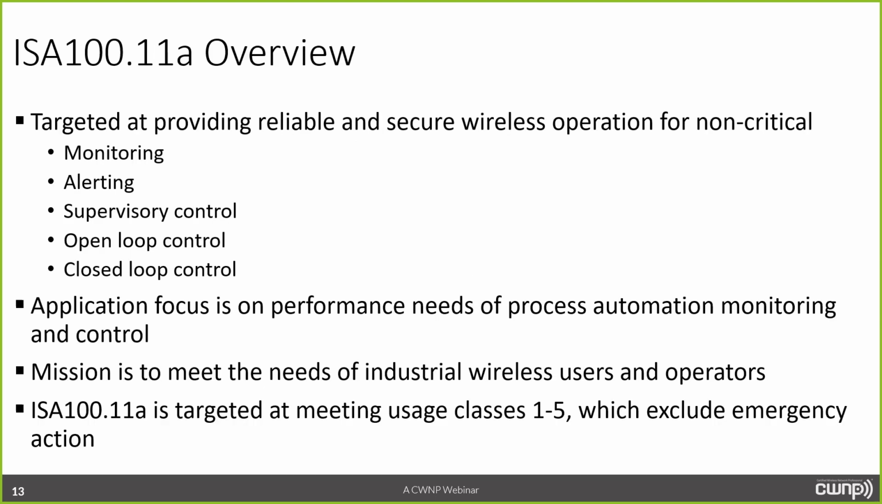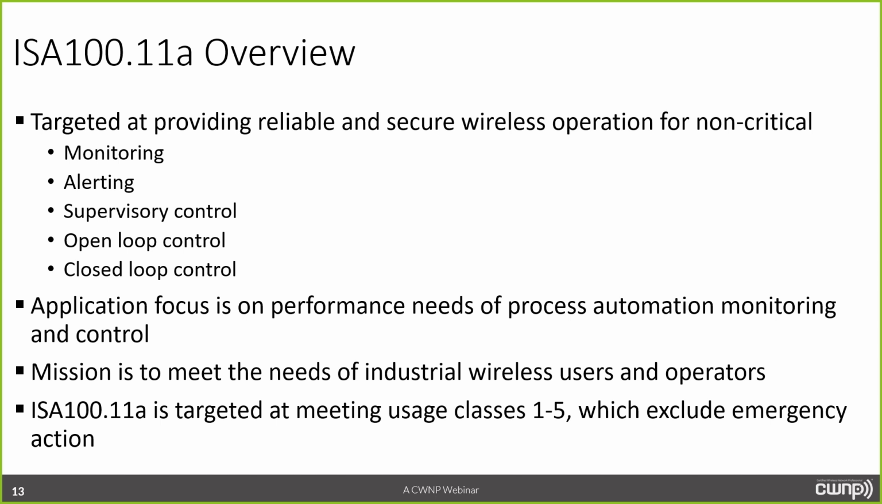All right, so now let's talk about ISA100.11a. The goal of this protocol, similar really to WirelessHART, but with a little more control, is monitoring, alerting, supervisory control, open loop control, and closed loop control. Basically, this is some common terminology in the industrial space. If you're not familiar with that, just keep watching. We'll be doing more webinars. I've already had requests come in.